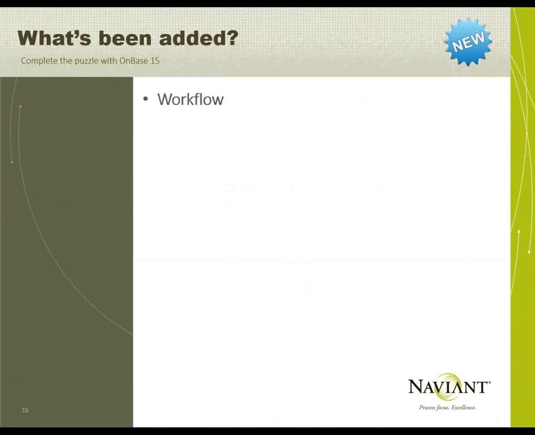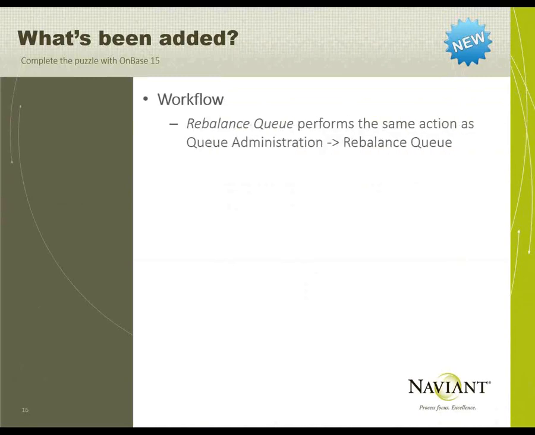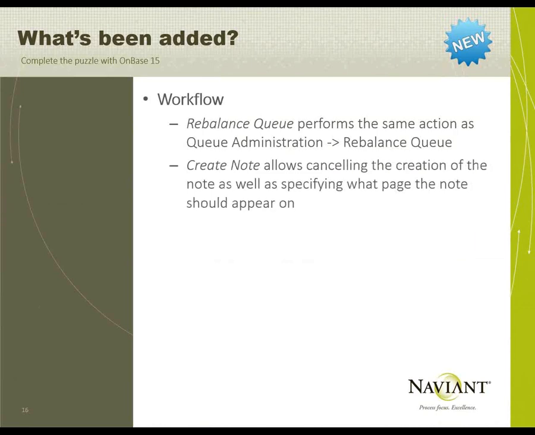So, continue on. Workflow got a lot of love this release. We have a new action called Rebalance Queue, and it performs the same action as going to queue administration and rebalancing the queue manually, which is nice. You can have timers rebalance your queues now, in case people are off and on vacation or whatever. Using the new event-based workflow that was introduced in 14, you can have an event that if someone has too many things in their queue, you can rebalance the queue.